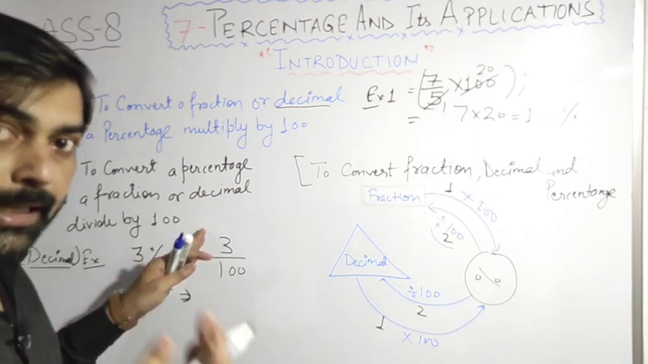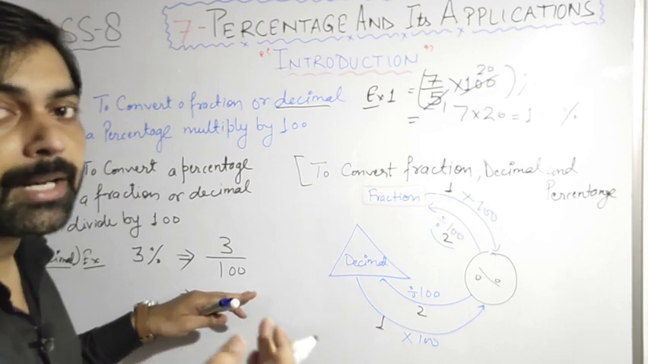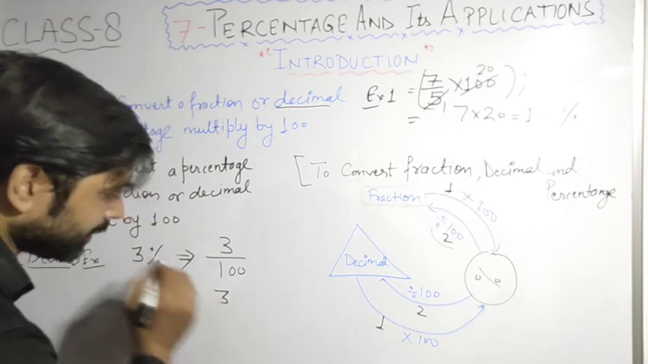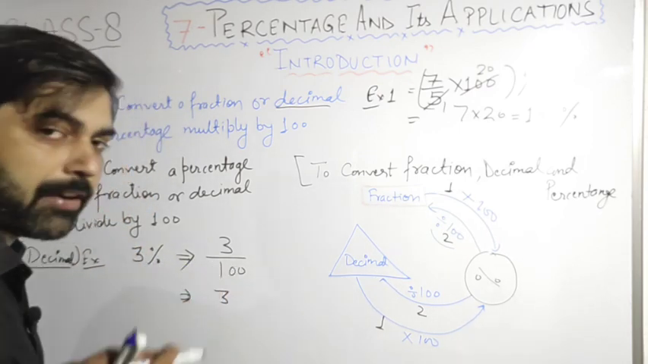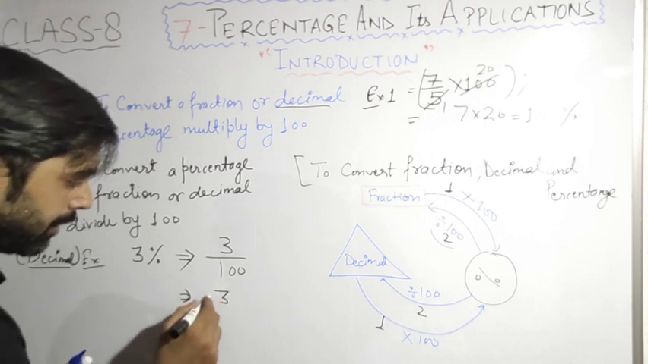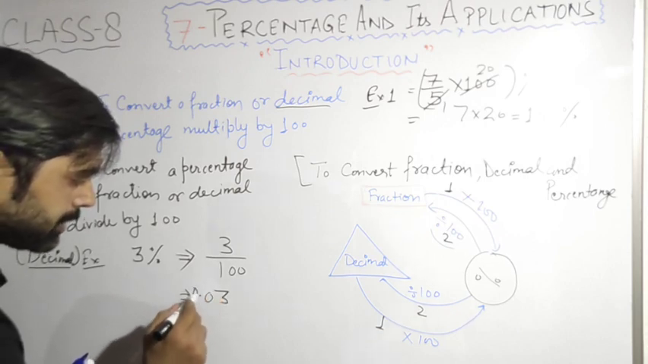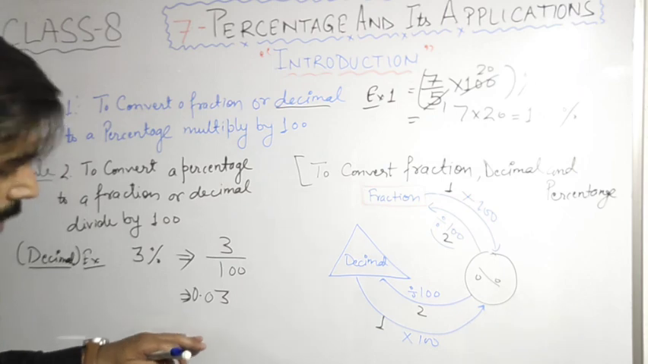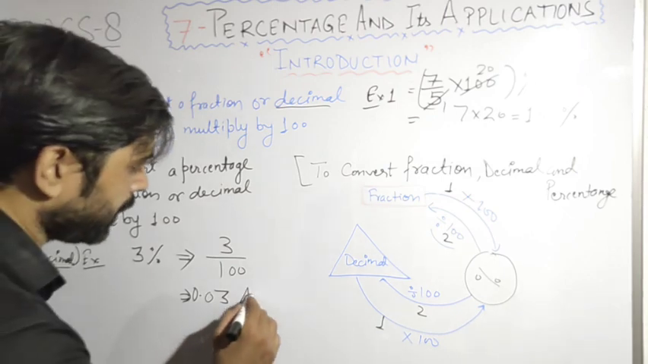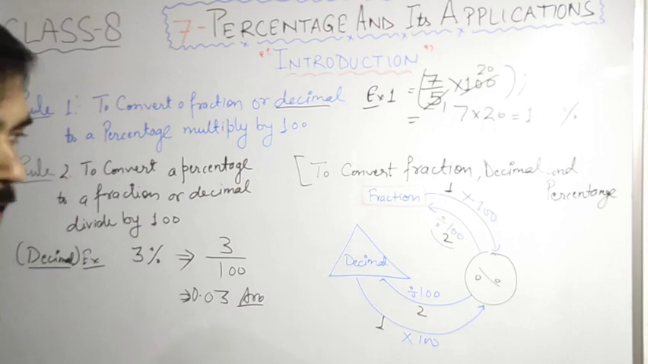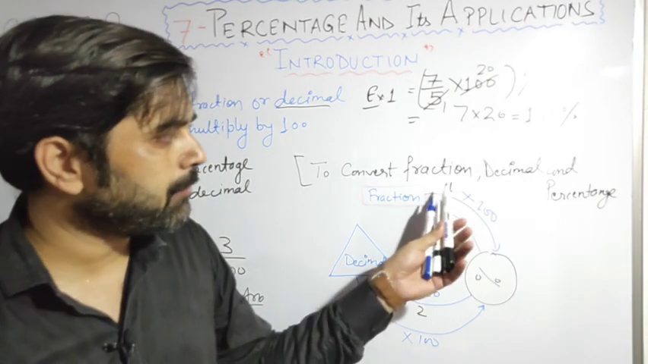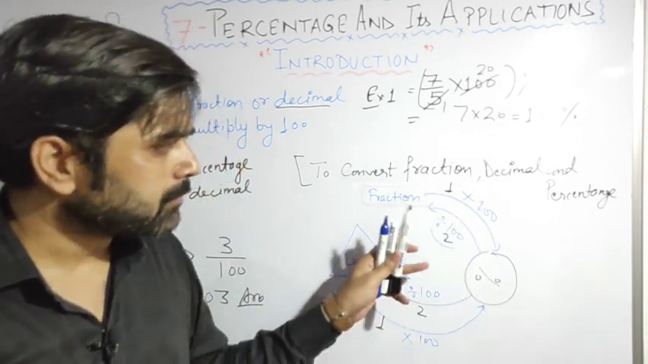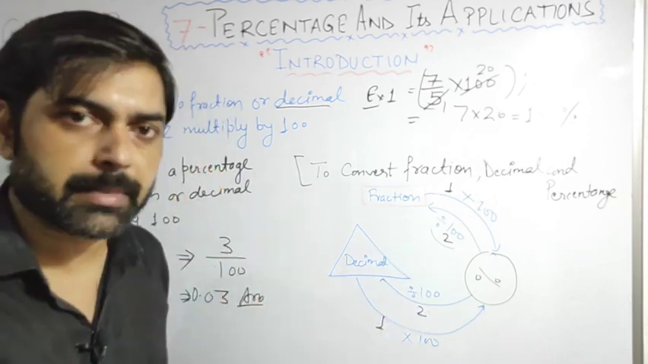If the denominator is a multiple of 10, here the denominator is 100 and the number is 3, write the 3 here, and the decimal we put after 2 digits from the right-hand side. For 3 we need 1 more digit, so we use the 0, and then the answer will be 0.03. This is decimal form, not fraction form. Understood? So this is the rule for how we can convert any fraction into percentage, or any decimal into percentage, or any percentage into fraction and any percentage into decimal.